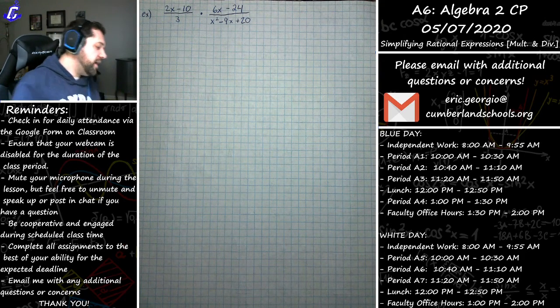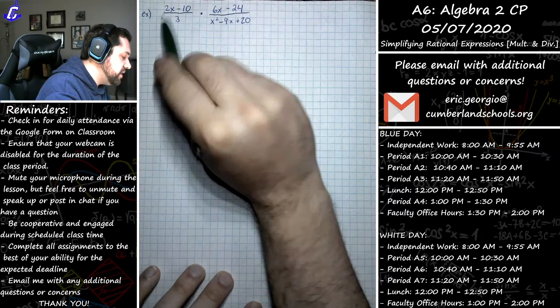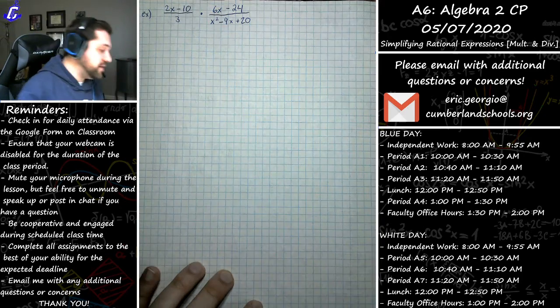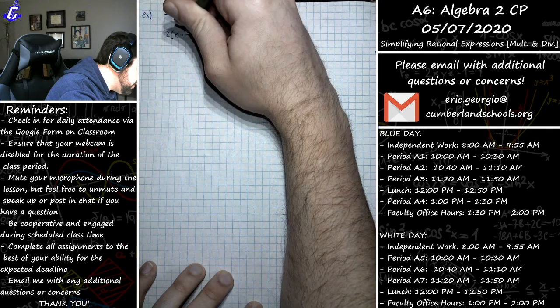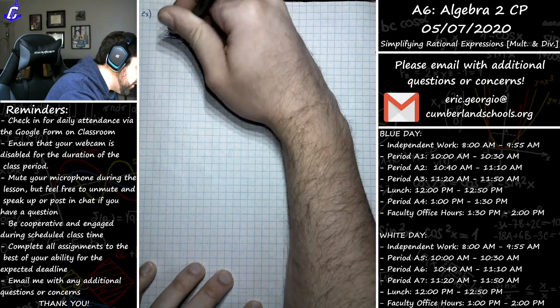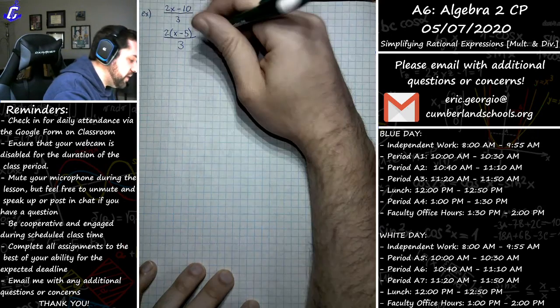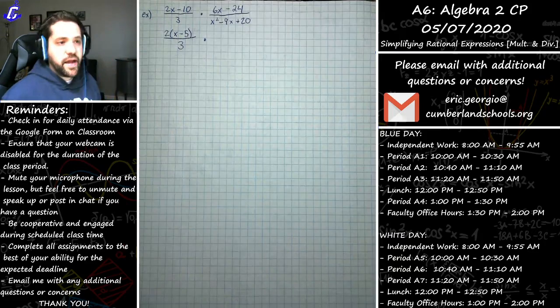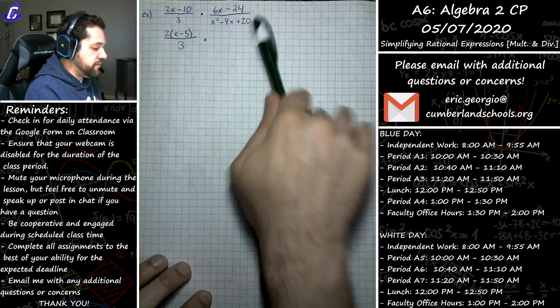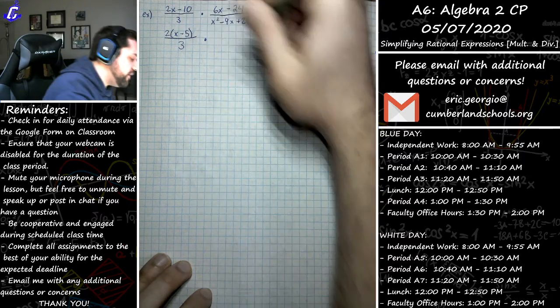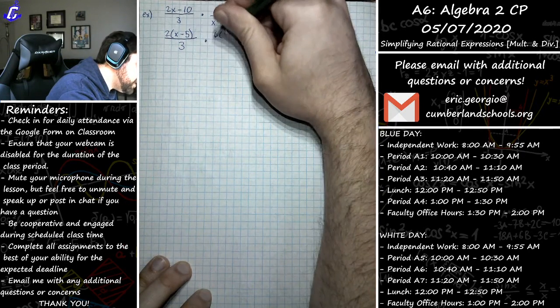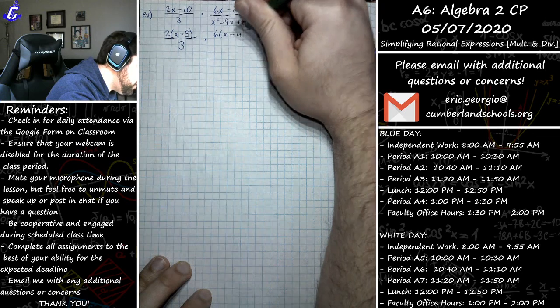So looking at this expression first, 2x minus 10, I could definitely simplify that by taking out a greatest common factor of 2. That leaves me with x minus 5 left over. The 3 is just a regular old 3. We can't really do anything with that. In this right expression, I can go ahead and pull out a greatest common factor of 6. That leaves me now with x minus 4.